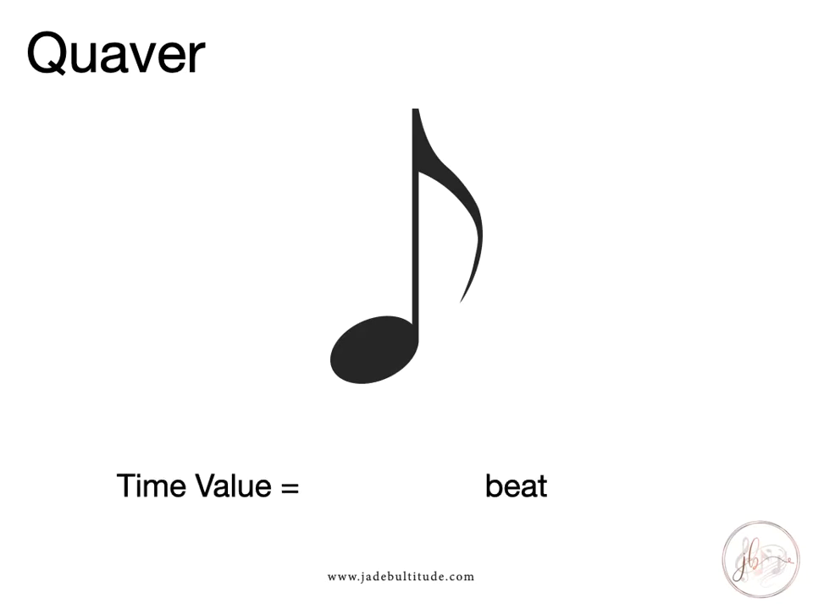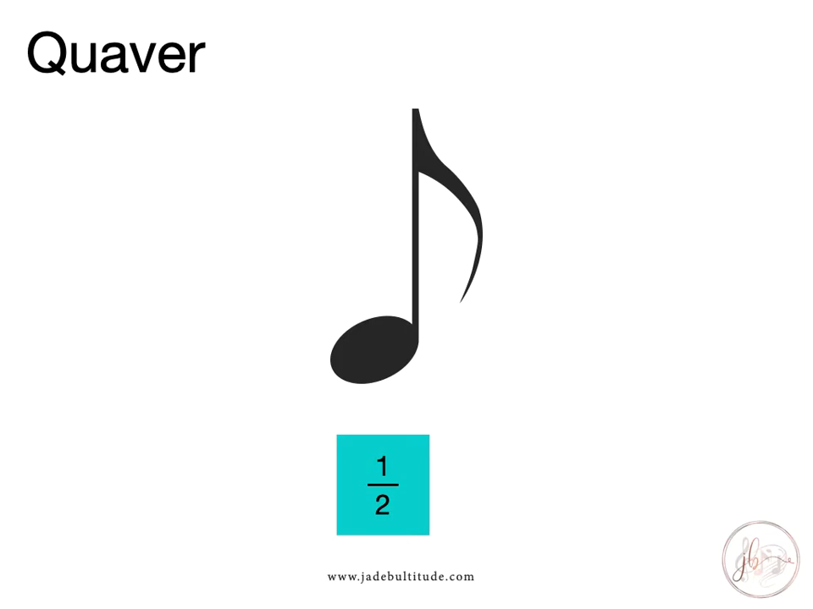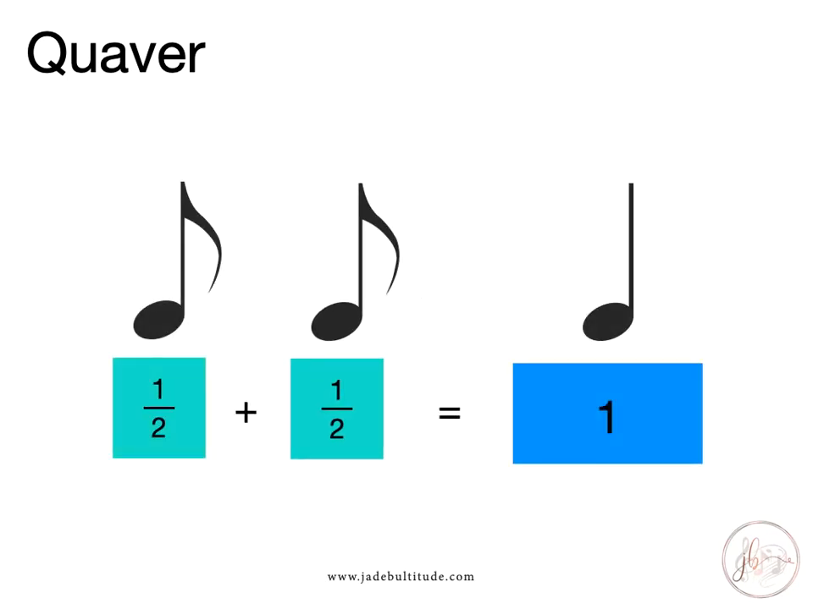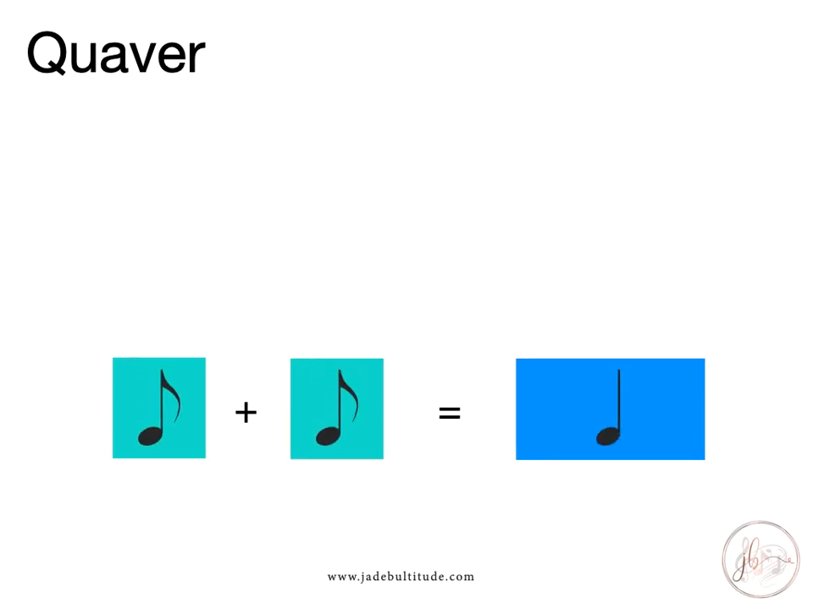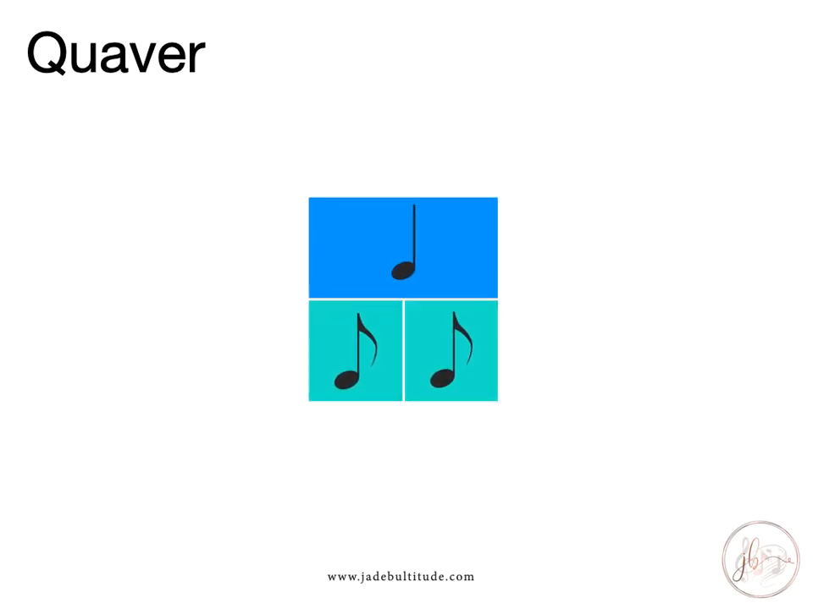So how many beats is a quaver? It is half a beat. If we have two quavers, this is going to equal a crotchet, as two halves make one whole. We can show this in our handy diagram.